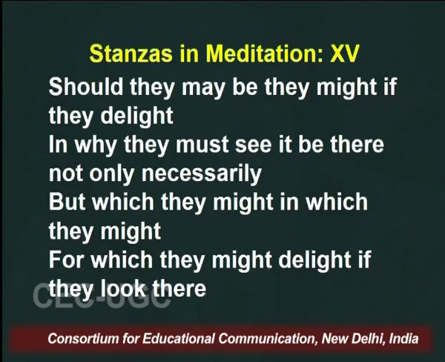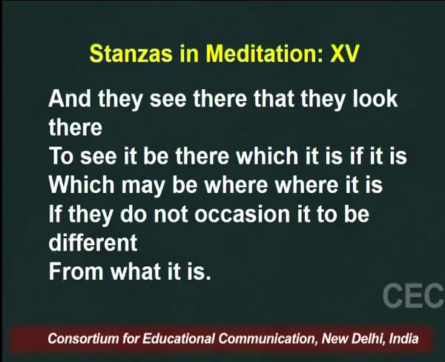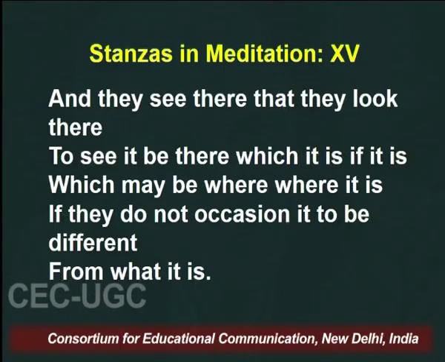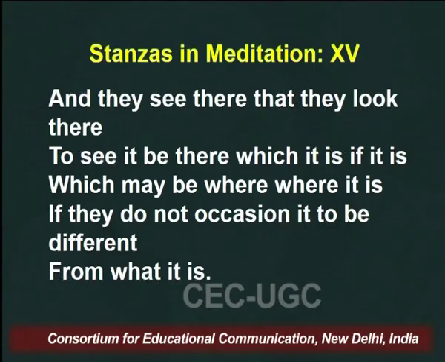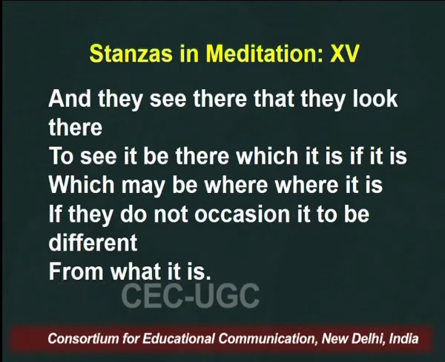But the very first word, "should they," I think that challenges what they are looking at, if they do not occasion it to be different from what it is. Again, so there is looking, there is place, because, for instance, in this line, to see it be there, which it is, if it is. So it's not for sure that it is there, whatever be that object, but it is there if it actually is there. So here there is a constant use of rhetoric, constant turn of ideas. So there might not be coherent meaning, but two or three things that are very clear.